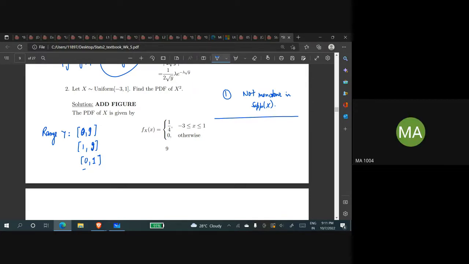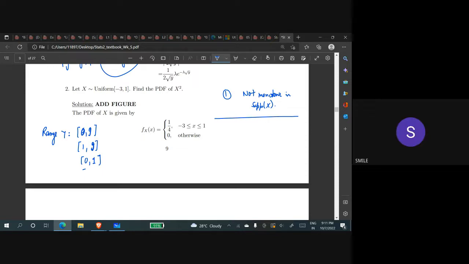For x equal to 2, the PDF of x is 0. Between minus 3 to 1 the PDF is 1 by 4, so for x equal to 2, outside that range, it is 0. And for x equal to 2, the PDF is 0, so y's PDF should also come out to be 0, right?